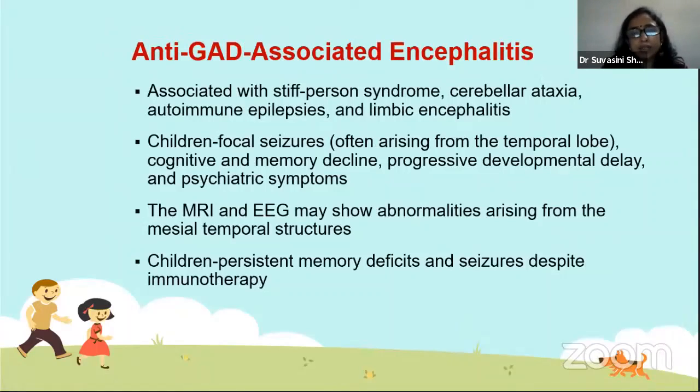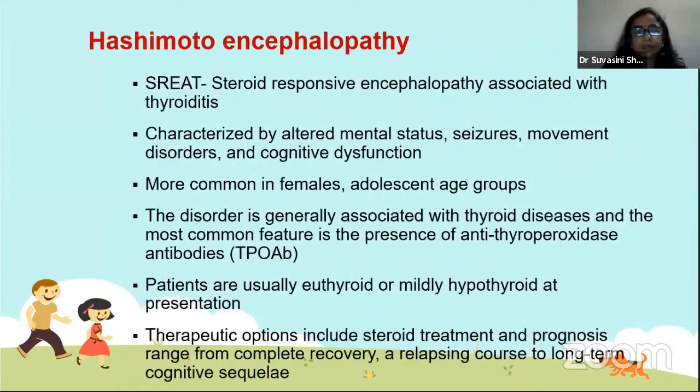GAD receptor again is rare in children, but in adults is associated with stiff person syndrome, cerebral ataxia, autoimmune epilepsies, and limbic encephalitis. So one thing which is more common than these other types of autoimmune encephalitis, and pediatricians need to recognize, is Hashimoto encephalopathy, which is now also known as steroid responsive encephalopathy associated with thyroiditis. This is characterized by altered mental status, seizures, movement disorders, and cognitive dysfunction.